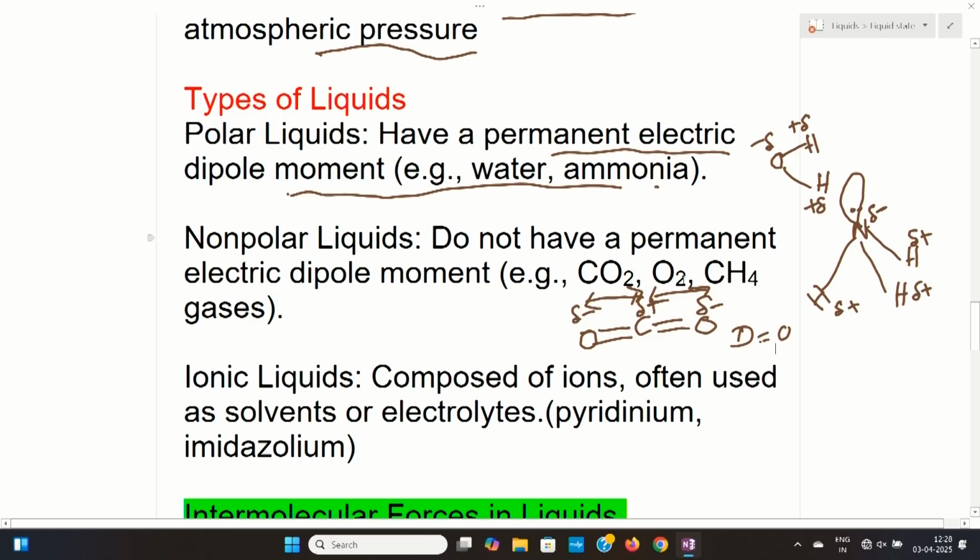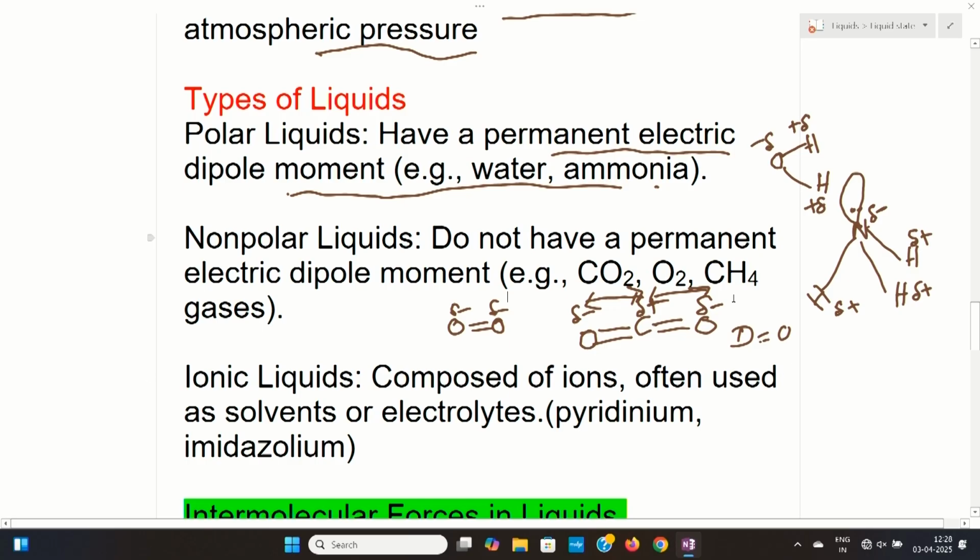Then our next example is oxygen. In the case of oxygen, here also this oxygen has a partial negative charge, and this oxygen has a partial negative charge, but because of this, oxygen exists as a non-polar liquid.